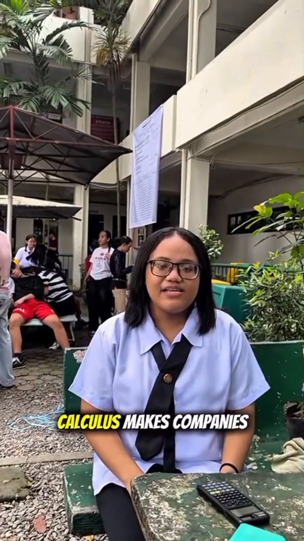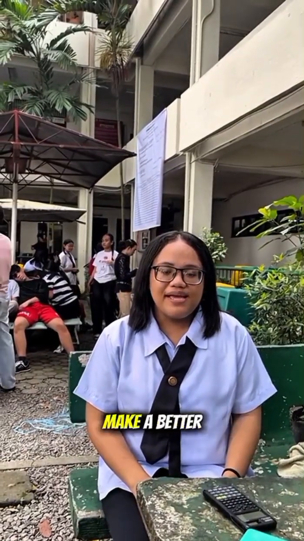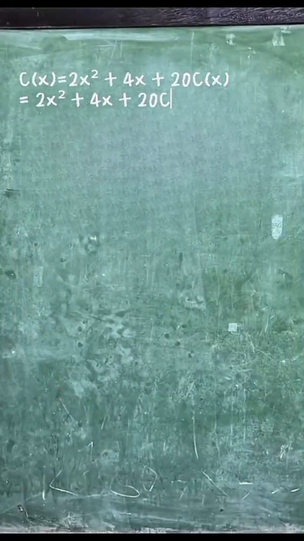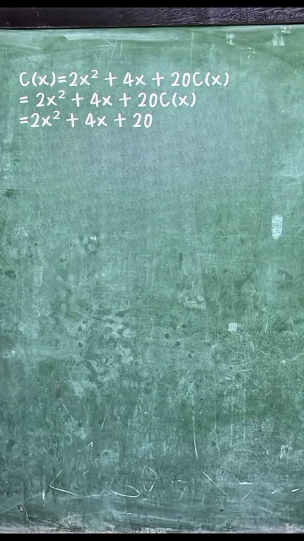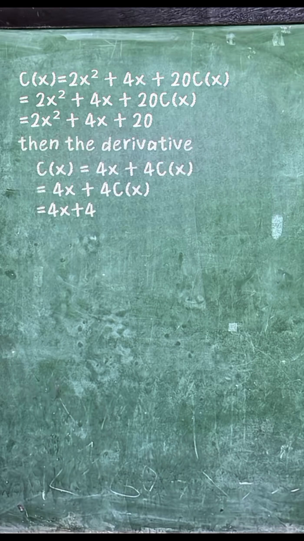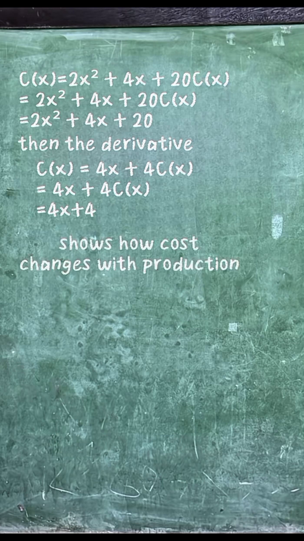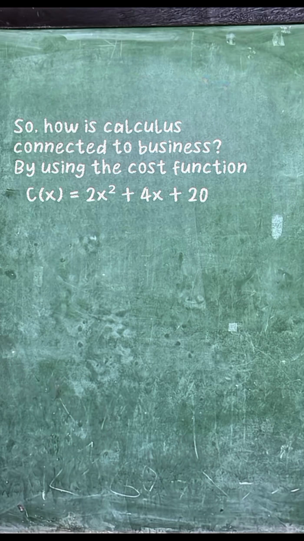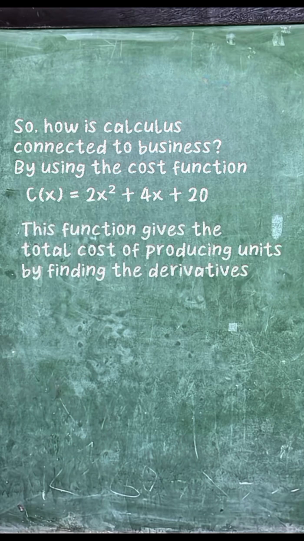In business, calculus helps companies make better decisions through marginal costs. If C(x) = 2x² + 4x + 20, then the derivative C'(x) = 4x + 4 shows how cost changes with production. So, how is calculus connected to business? By using the cost function C(x) = 2x² + 4x + 20, this function gives the total cost of producing x units. We find the derivative.